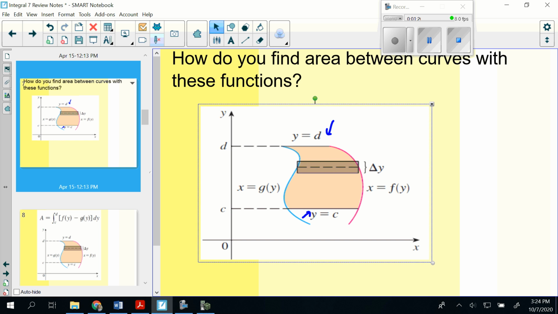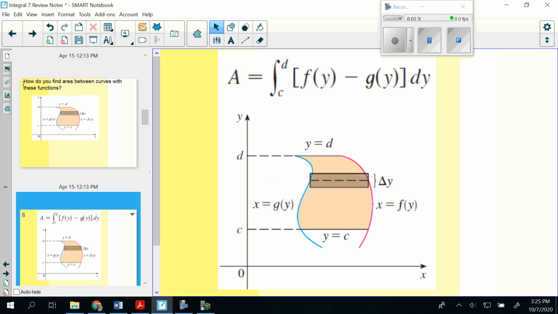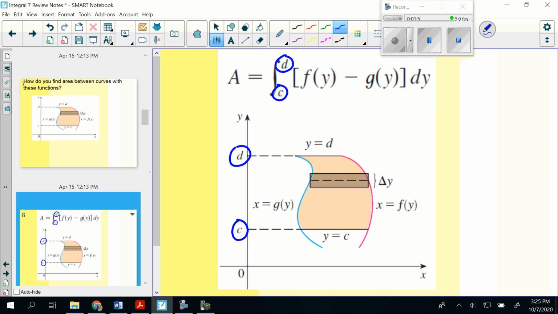And the reason it's right minus left is we're looking at the ones furthest away from the line we're taking the area from. It's the one further away minus the one that's closer. So that's why we end up going right minus left here. So the integral would end up looking like this, very similar to what it was. One thing to notice, our limits here come from the y-axis now, not the x-axis. So you have to take your limits from there.